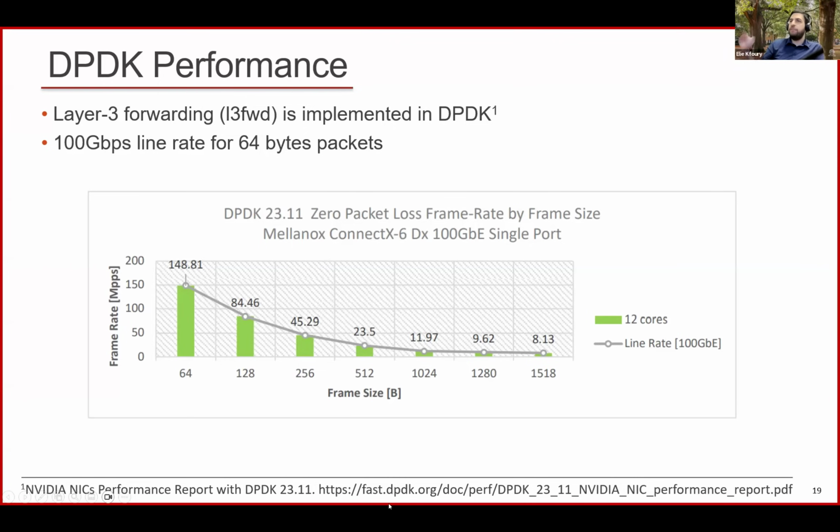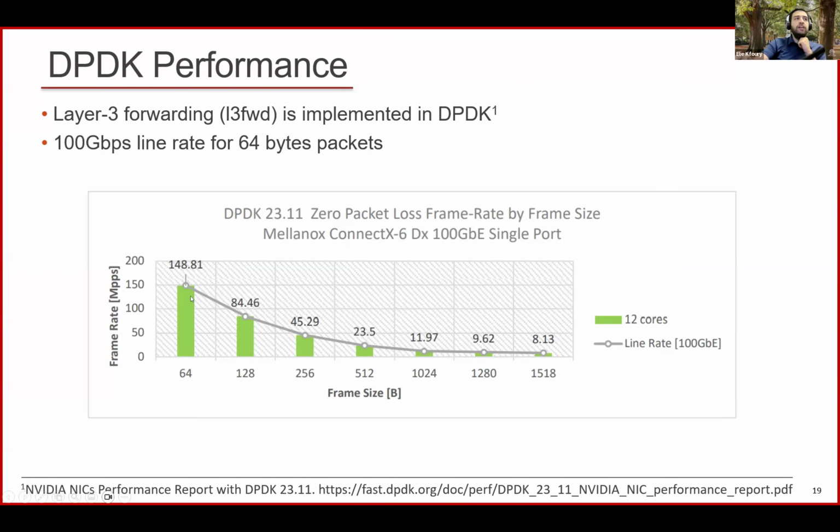Typically, every time they launch a new version of DPDK, all the vendors would create a report, and then they will post it on the DPDK website so that they can show that their NIC is able to achieve those rates. So again, we are running layer 3 forwarding here. And what you can see is that with 64-byte frames or packets, we are able to get 148.81 million packets per second.